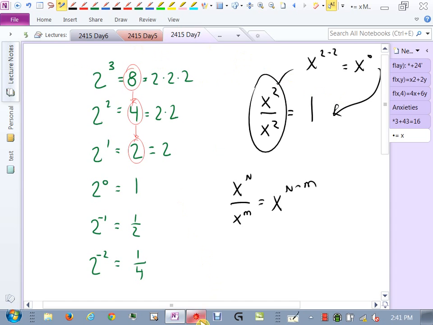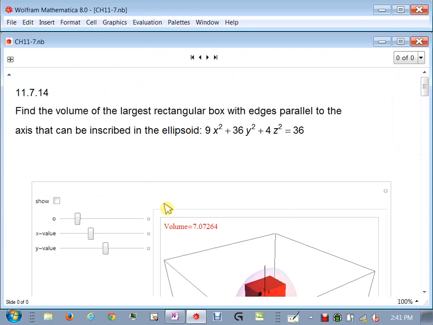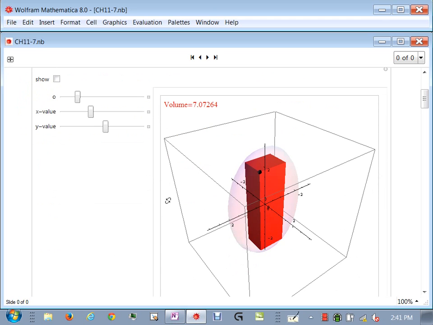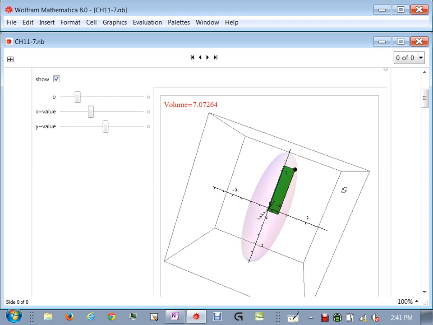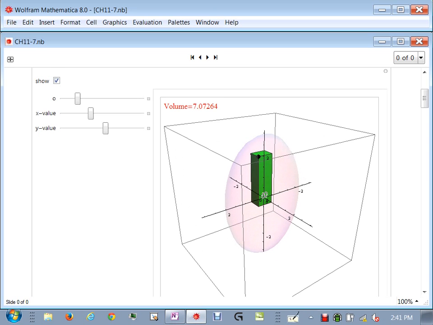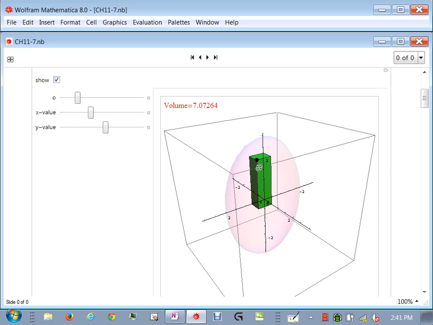Okay, so let's read through this real quick again. You want to find the volume of the largest rectangular box with edges parallel to the axes that can be inscribed in the ellipsoid. So the idea, again, was that we had this box, and inside that box, in the first octant, we had an x, a y, and a z coordinate that took us to that top corner. If we multiply that box by 8, we got the entire box inside of the ellipsoid.